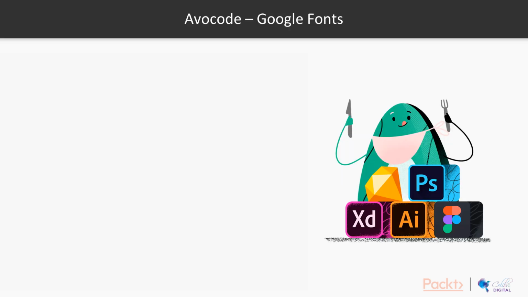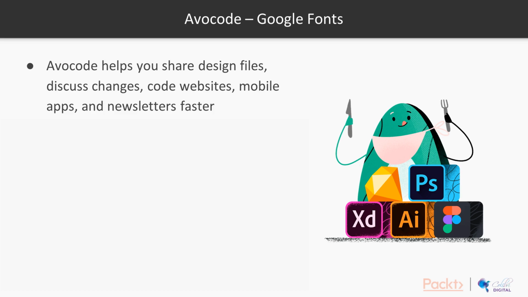And last but not least, Avocode. This is a complex solution for sharing design files, discussing changes, and code websites, mobile apps, or newsletters faster. But also it is going to include the Google Fonts to your Photoshop environment, and you're going to easily be able to select the specific font from the Google Fonts library, which is very useful when you're doing creative design works in Adobe Photoshop.